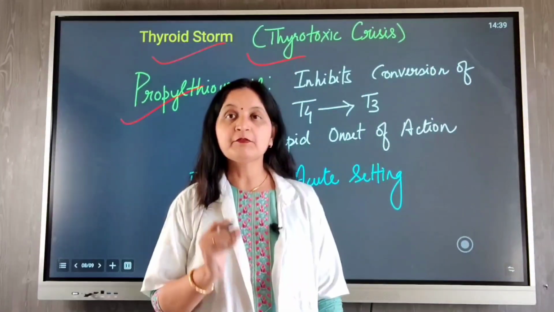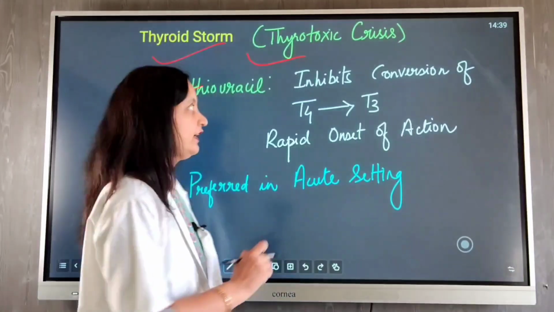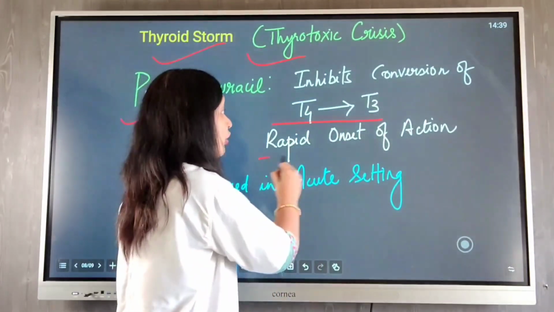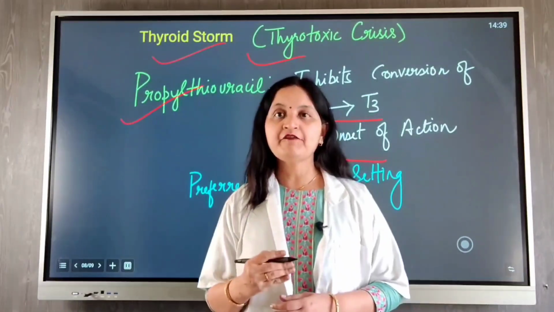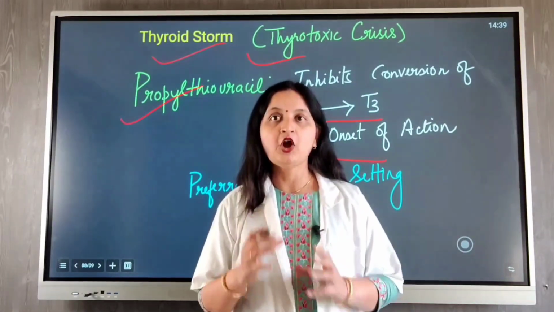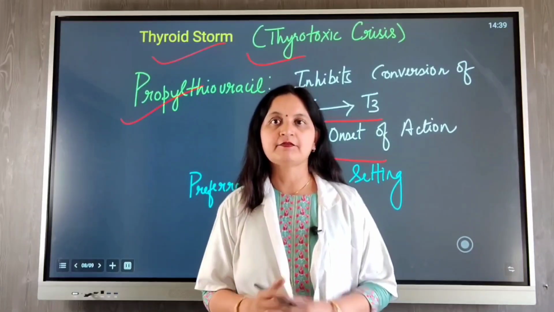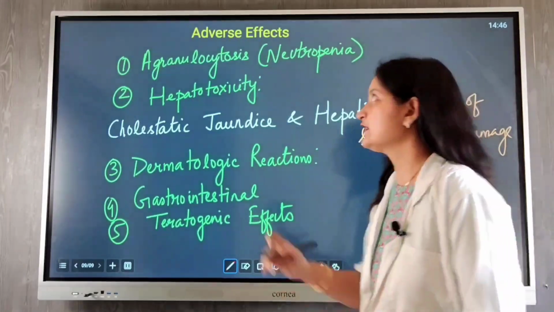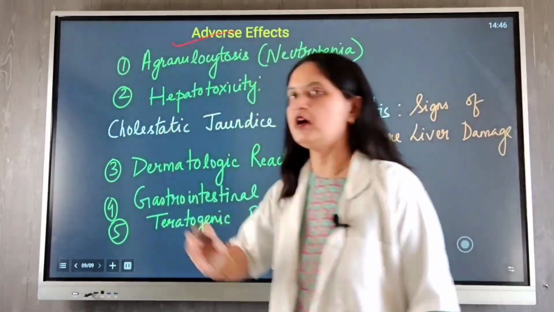So propylthiouracil, because of the property to inhibit the conversion of T4 to T3 and because it has a rapid onset of action, is preferred over methimazole and carbimazole in the acute setting of thyrotoxic crisis. We have discussed the therapeutic uses of thioamides. Let's now discuss the adverse effects of these drugs.